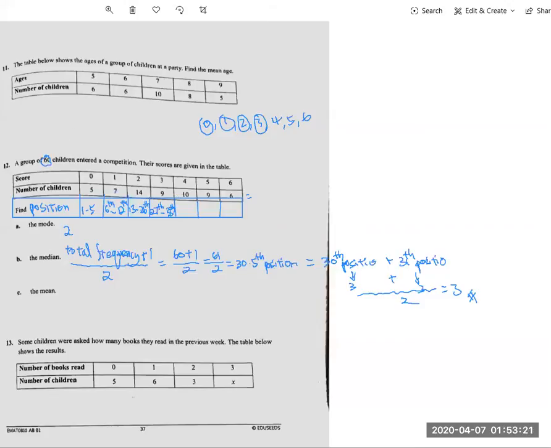Actually, what you have to do is you have to create another row. Okay, I'm going to remove this now.